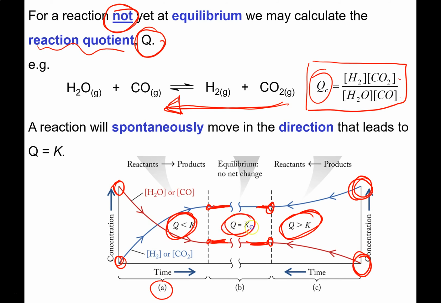If we measure Q and see that it is equal in size to K, then no change is going to happen. The amount of products and reactants will remain constant. So one thing we'll often do is measure the concentration of everything, calculate Q, and compare that to the known K. If Q is less than K, we know that the reaction will spontaneously go towards products. If Q is bigger than K, the reaction will spontaneously go towards reactants. So Q is a very useful quantity that tells us the direction that the reaction will move.